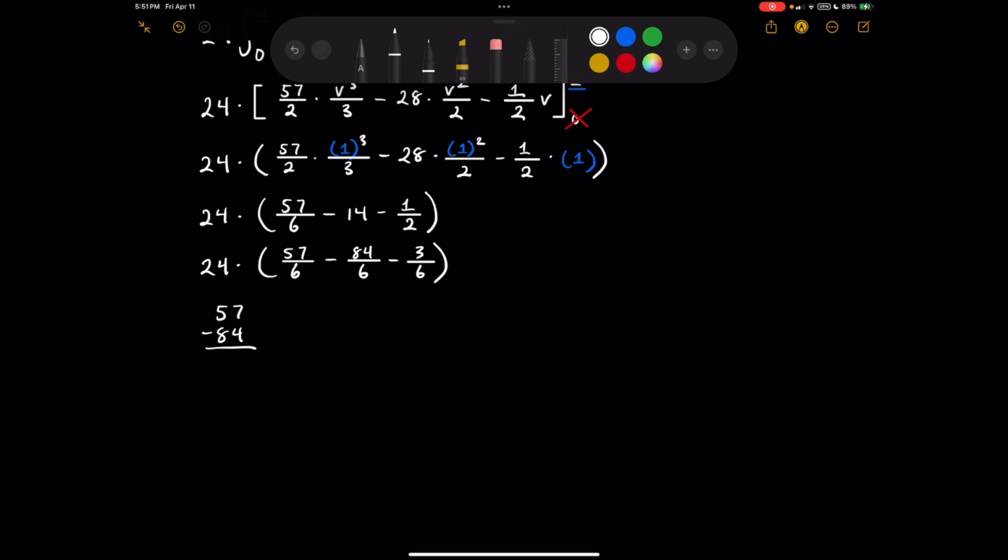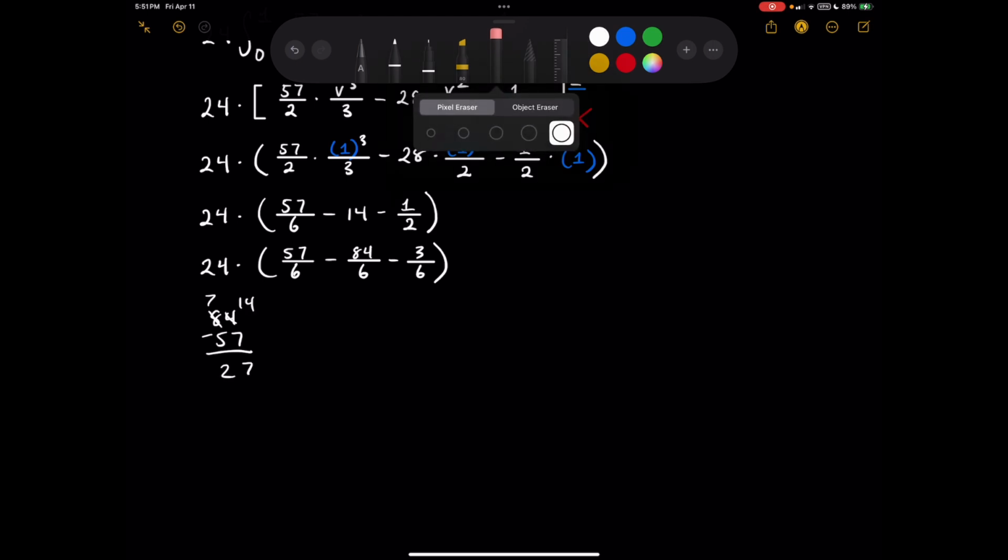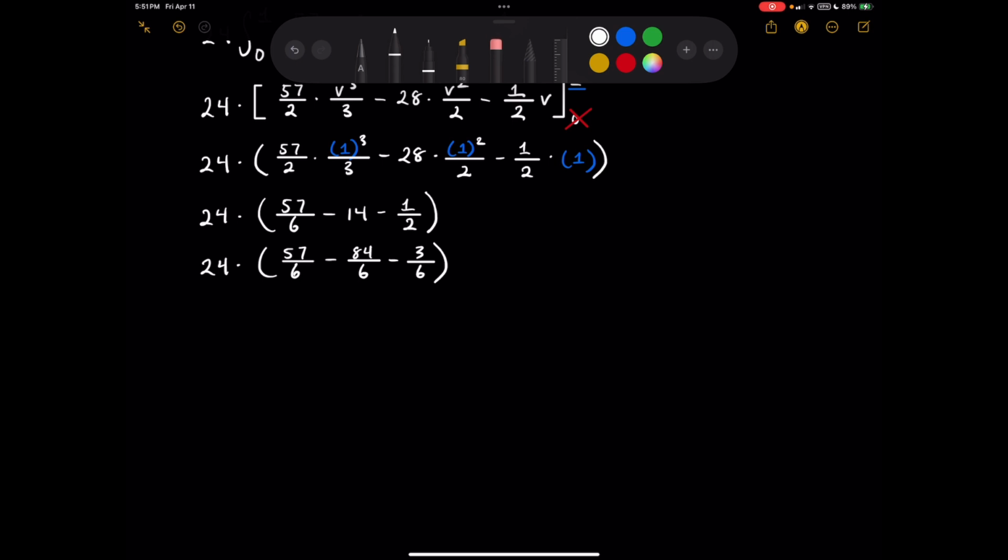That's going to be, well, I guess we could just take the difference, right? We could do 84 minus 57, and then we get 27. So negative 27 minus 3 is negative 30. So this here is negative 30. Negative 30 over 6 is negative 5. So this is 24 times negative 5, which is negative 120. And this is the answer, negative 120.